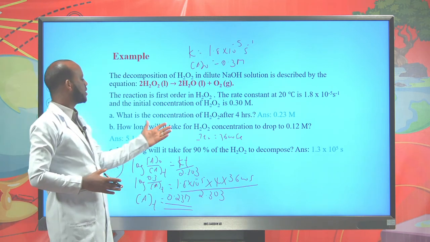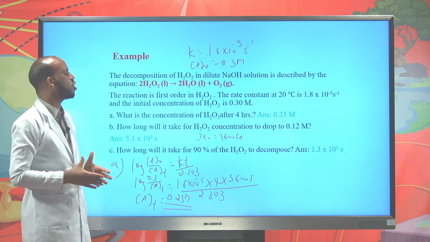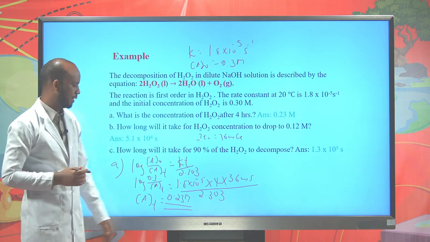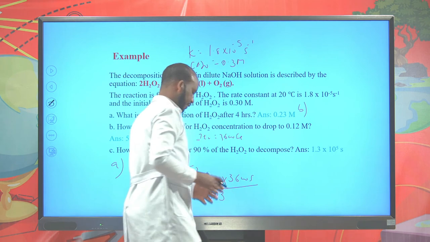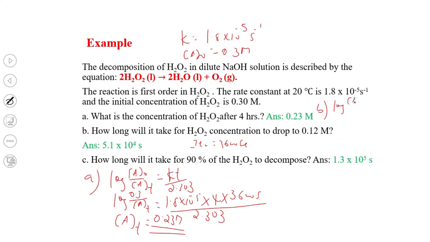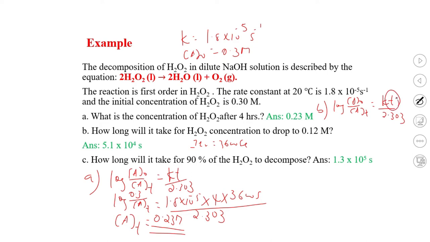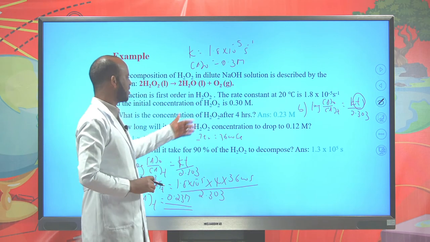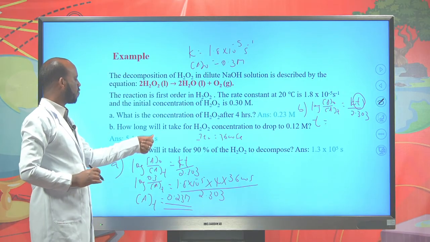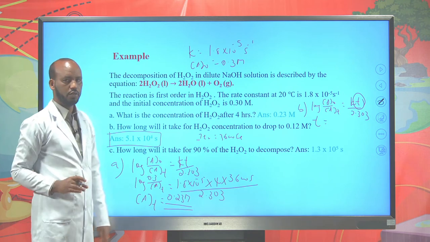B, how long will it take for hydrogen peroxide concentration to drop to 0.12 molar? You are asked to calculate time. B, from integrated rate equation for first order reaction, we have this: log concentration of A naught divided by concentration of A at time t equal kt divided by 2.303. You are asked to calculate time t. Substituting the given value into this equation, we get the value of t. t equal 5.1 times 10 to the power of 4 seconds. This is your answer.